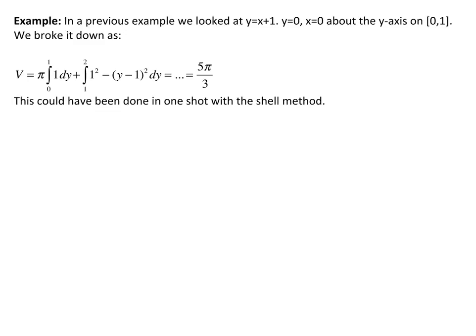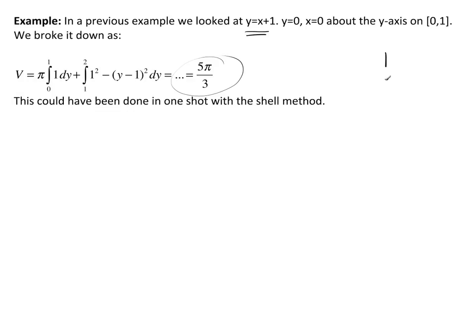Let's take a look at another example here. In a previous example, we looked at y equals x plus 1 from y equals 0 and x equals 0, revolved about the y-axis on 0 to 1. And we broke it down like this, and we came up with 5 pi over 3. But we had to break this thing down in order to do it.